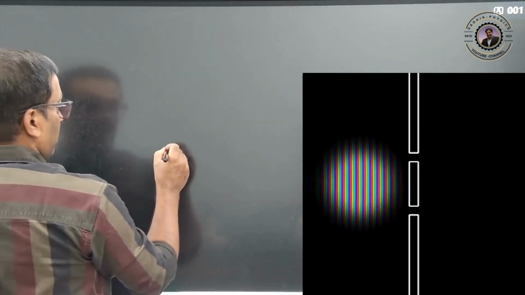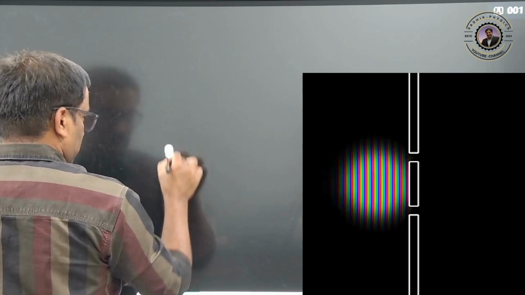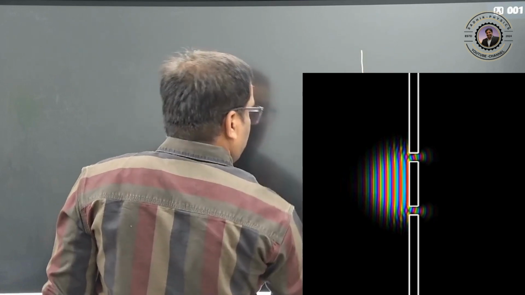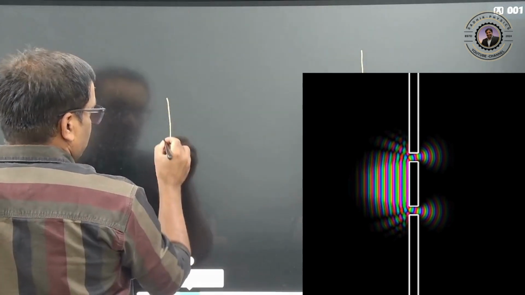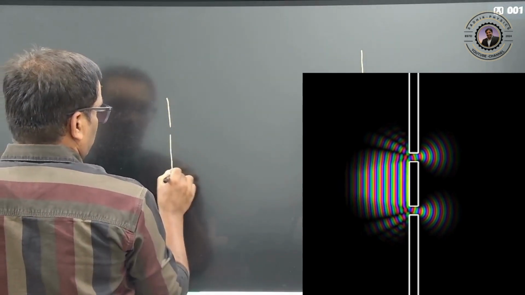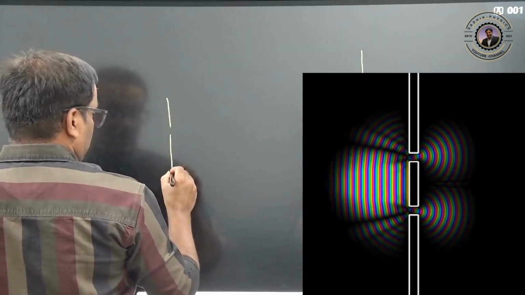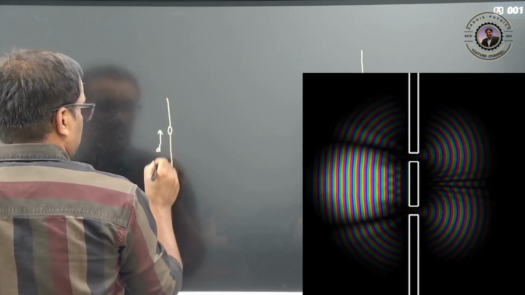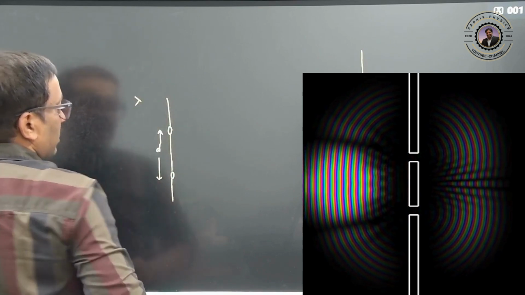Suppose here there is one slit. Be careful here: now there are two slits. These two slits are separated by a small distance, here it is d. The light is falling, and the wavelength of the light is lambda.